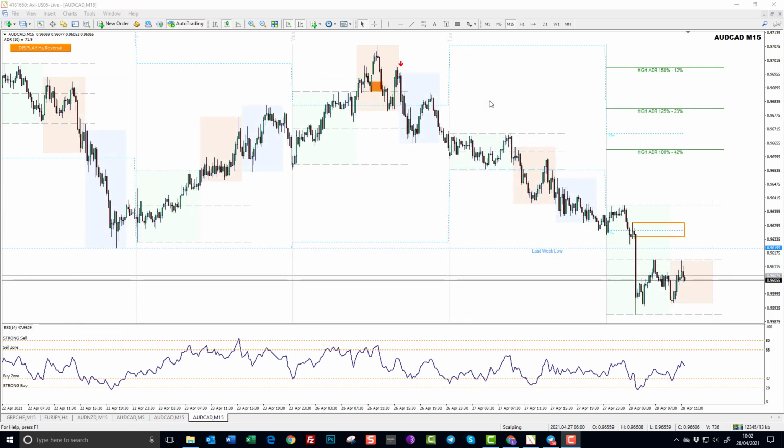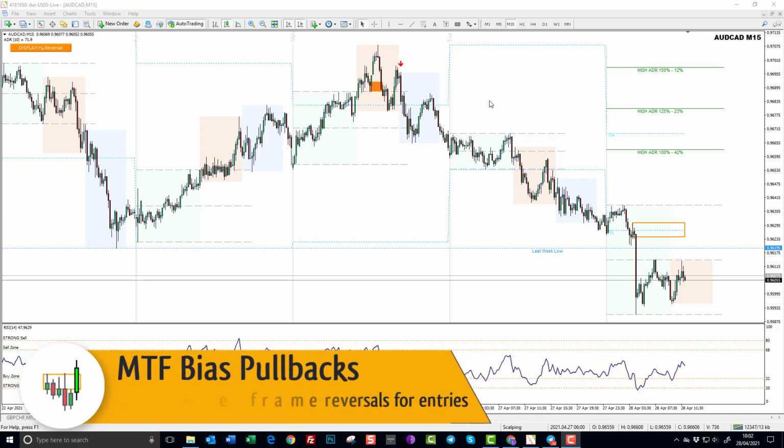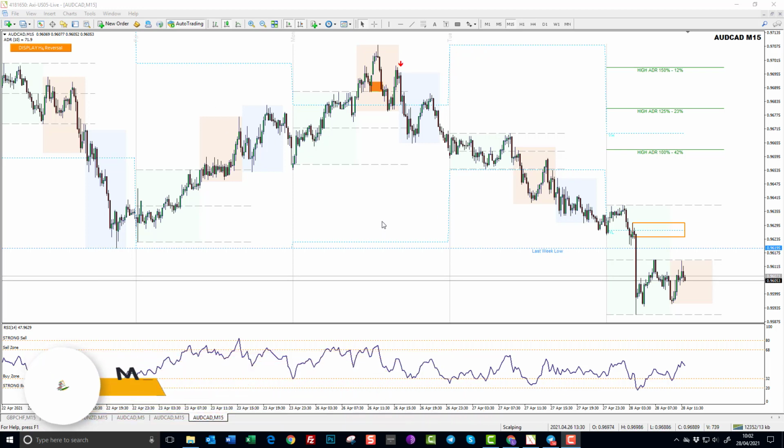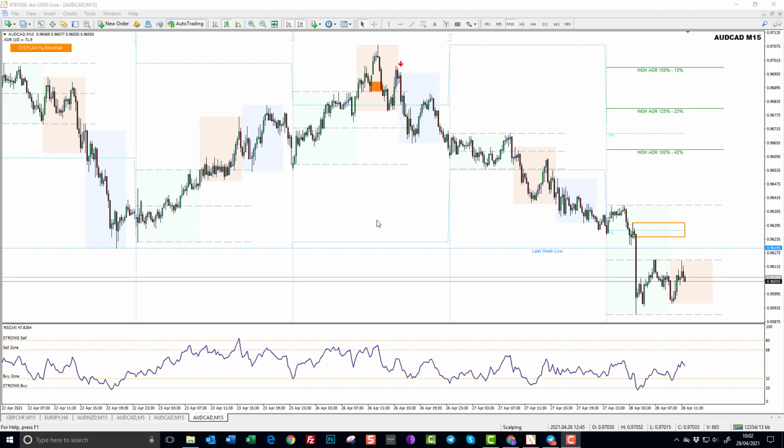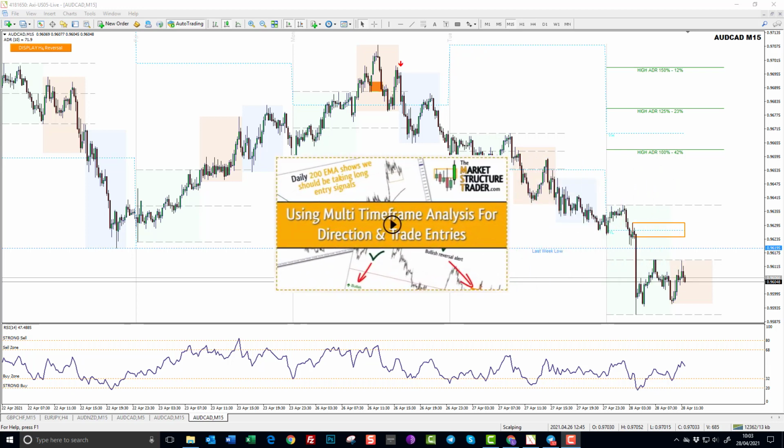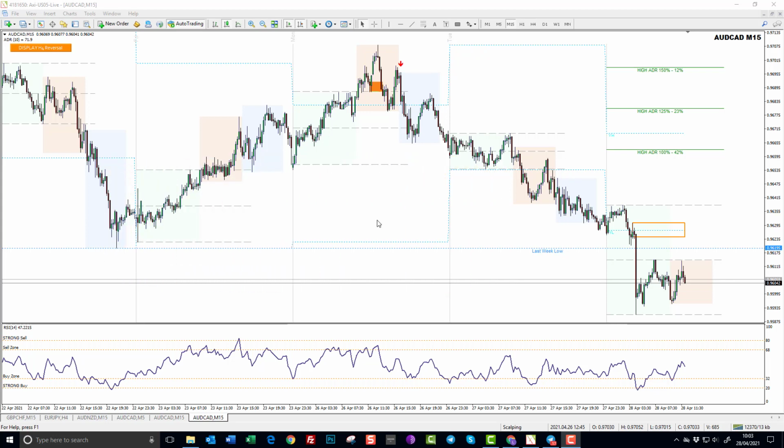Okay, so let's look at the first one, multi-time frame bias pullbacks. This is the traditional strategy that I started using with the indicator years ago. It's basically a multi-time frame system, where we use a higher time frame for a directional bias and a lower time frame to take our trade entries. There's a video on the website called Using Multi-Time Frame Analysis for Direction and Trade Entries, which goes over the best time frames to trade with multi-time frame analysis, so we'll quickly recap those now.